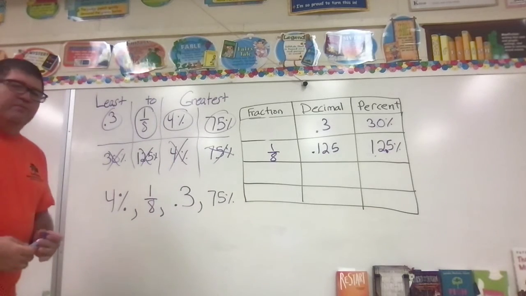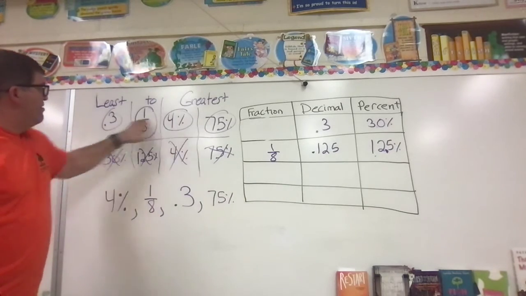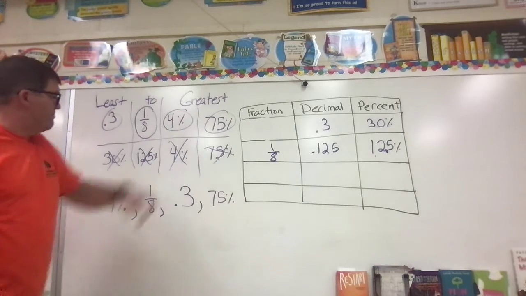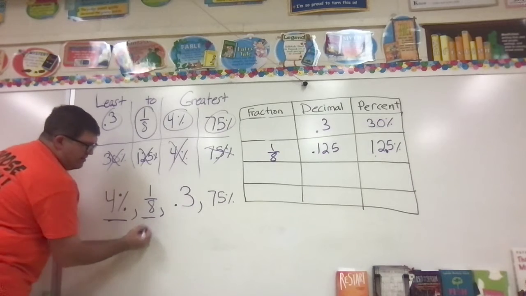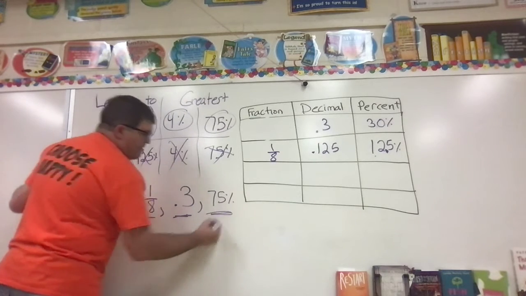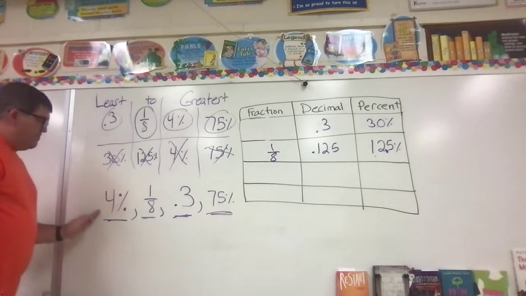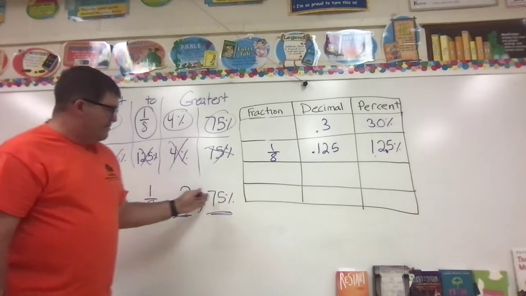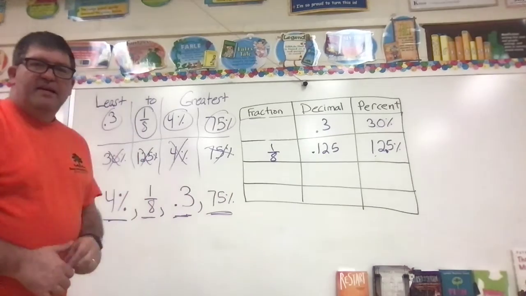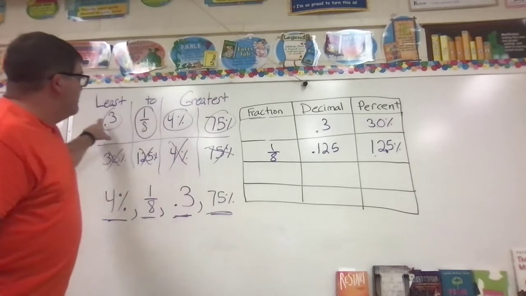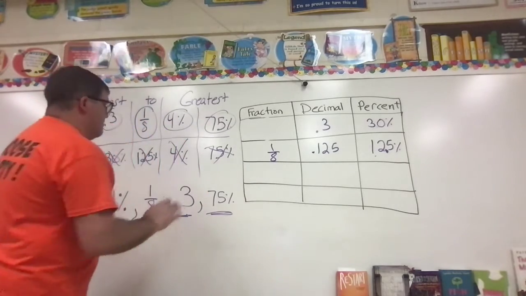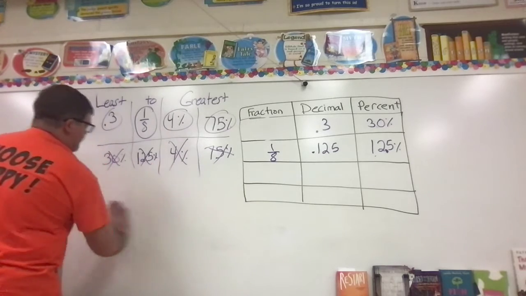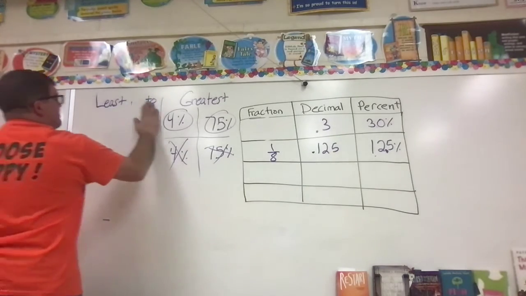So all I did was get these to be all percents, compared them, and now this is the least, gets a little bigger, little bigger, little bigger. And I put them in order, least all the way up to the greatest in their original form. Okay, let's do one more of those. That's kind of fun. All right, least to greatest.